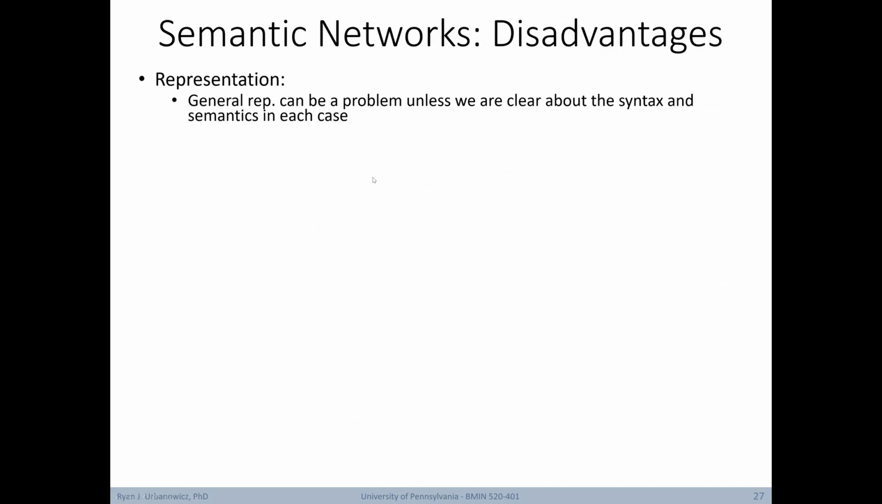But now let's look at the disadvantages of semantic networks. First, having this kind of general representation can be a problem unless we're clear about both the syntax and semantics in each case, or in other words, each semantic network we develop. There aren't really any formal standards about node and arc values. So in other words, the semantics of semantic networks aren't really strictly defined.